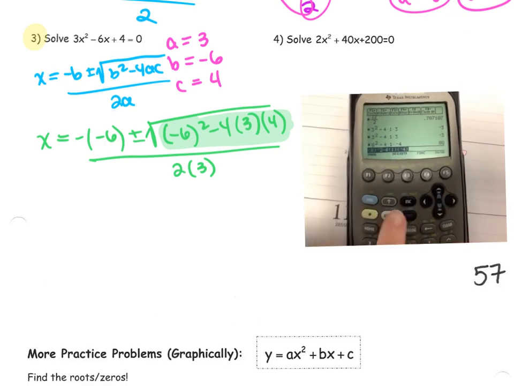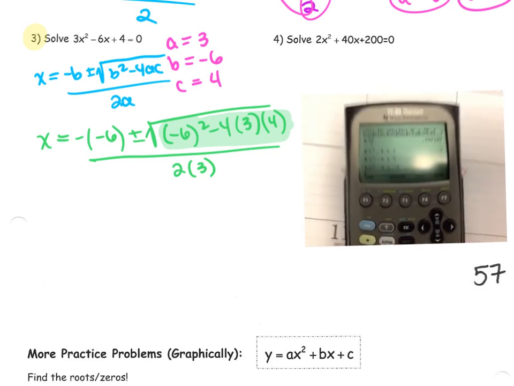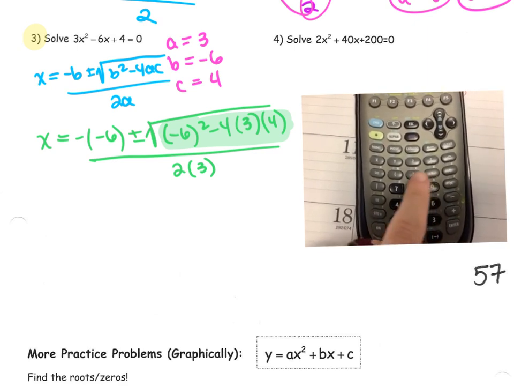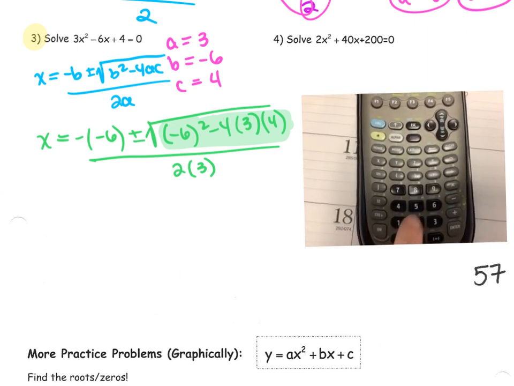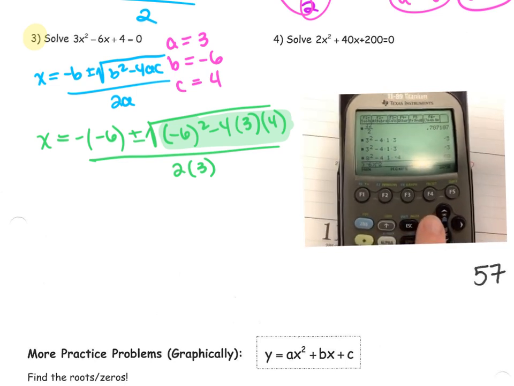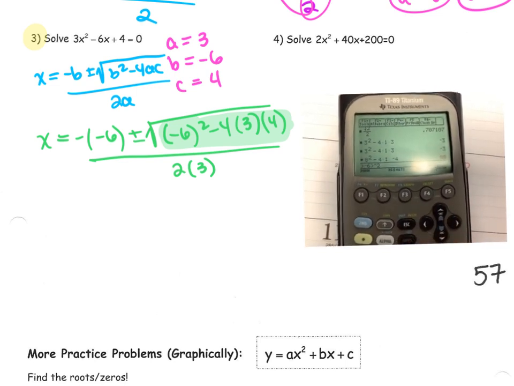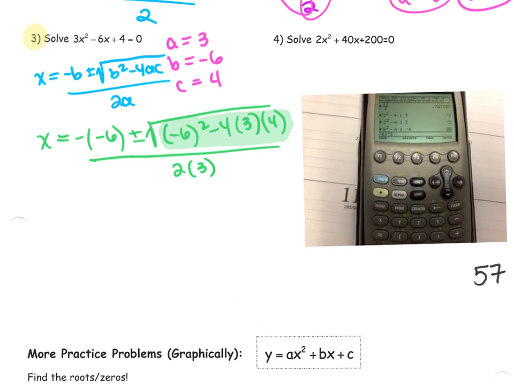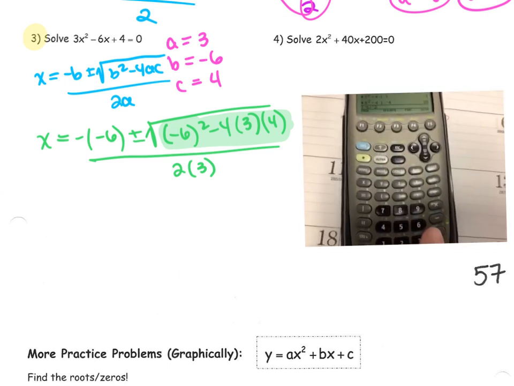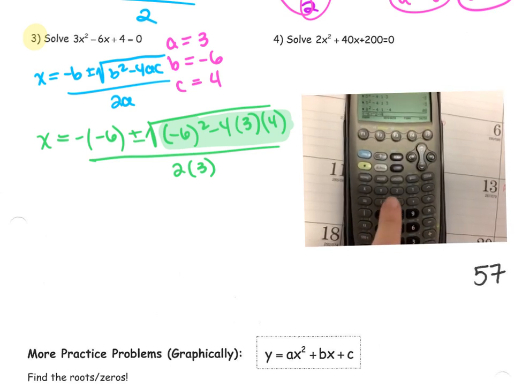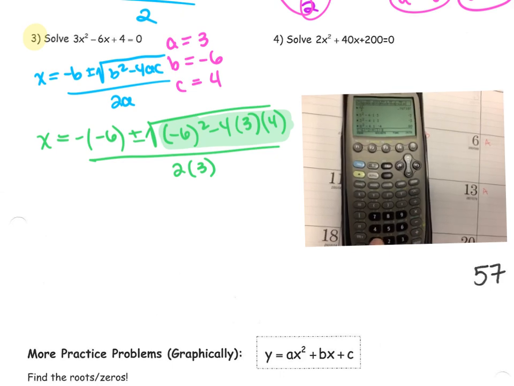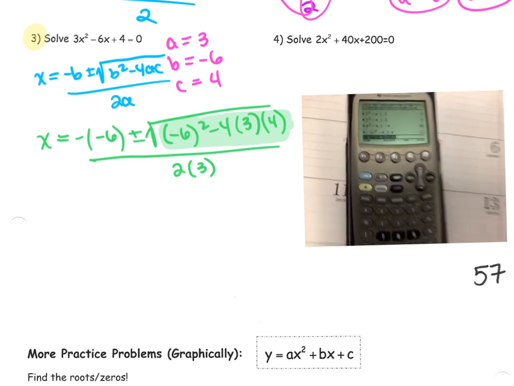All right, so here I'm in my home screen, clear out whatever's in there. We have parentheses -6 squared. Okay, I hit the parentheses wrong. Hang on, let me fix that. Delete, I was meant to do this kind of parentheses, there we go. Minus 4 times 3 times 4, enter.